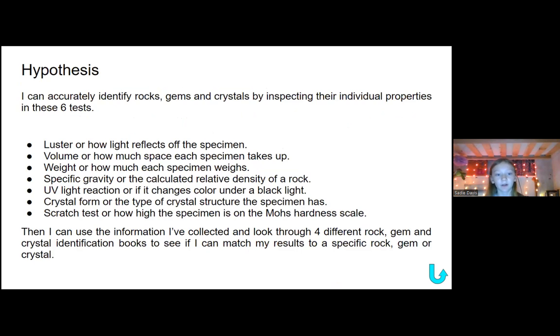tests. Luster, or how light reflects off the specimen, volume, or how much space each specimen takes up, weight, or how much each specimen weighs, specific gravity, or the calculated relative density of a rock, UV light reaction, or if it changes color under a black light, crystal form, or the type of crystal structure the specimen has, and scratch test, or how high the specimen is on the Mohs hardness scale. Then I can use the information I've collected and look through 4 different rock, gem, and crystal identification books to see if I can match my results to a specific rock, gem, or crystal.